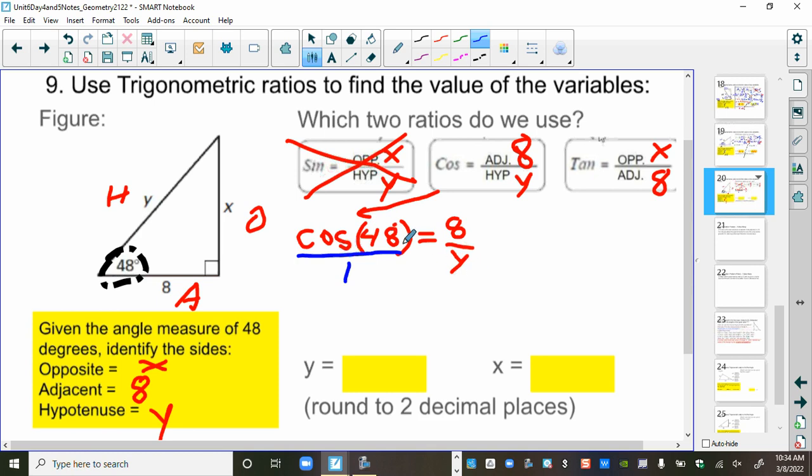You can switch because I'm going to show you something. In the end, you can switch these and you can get the same result. You can rewrite as y over 1 equals 8 over cosine of 48.